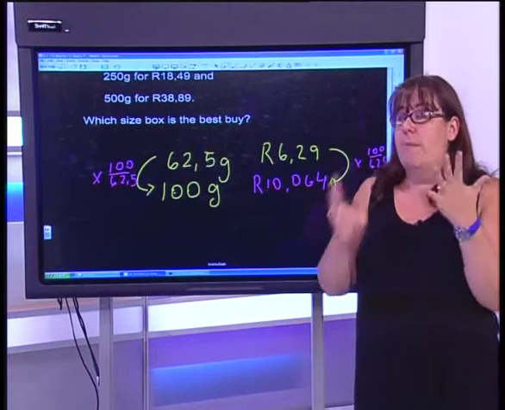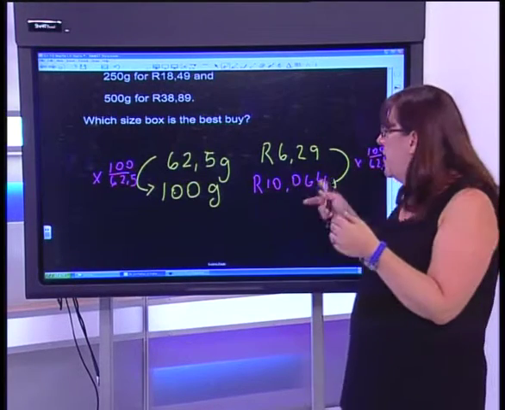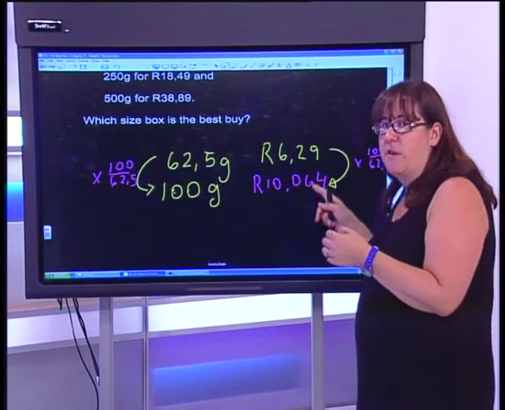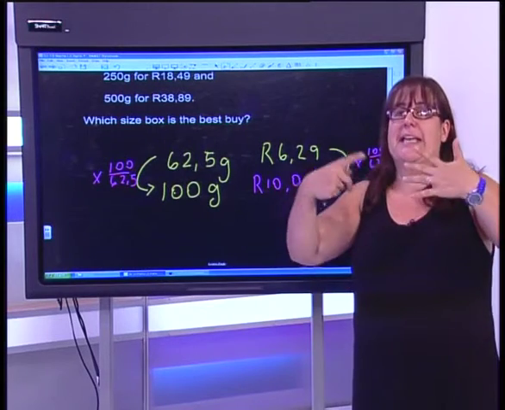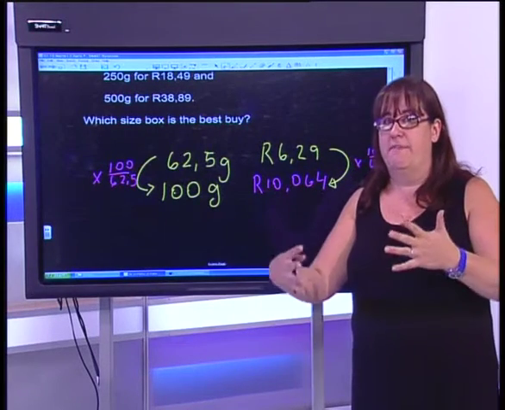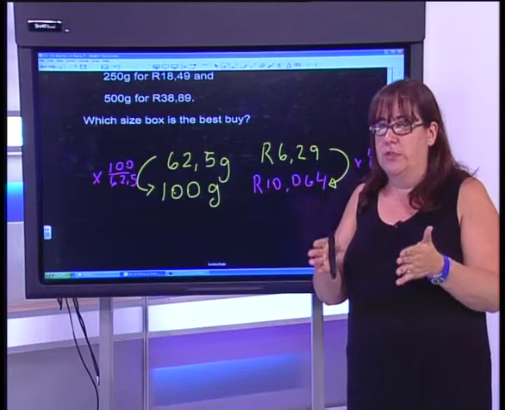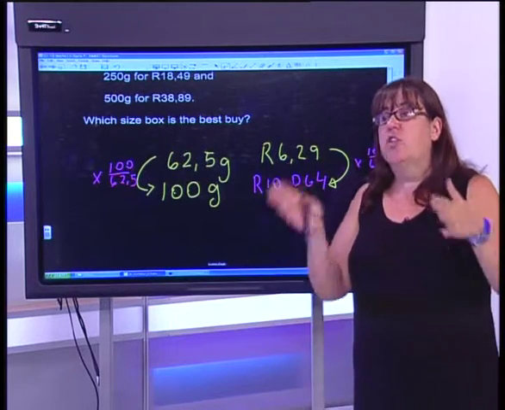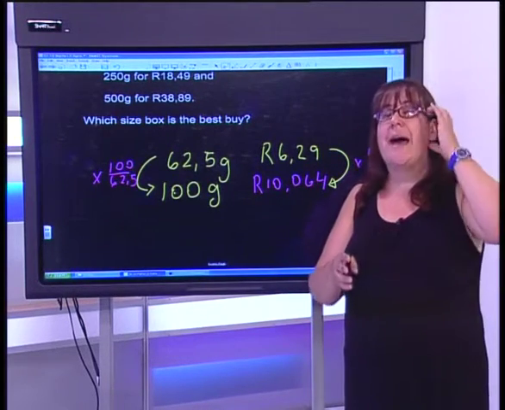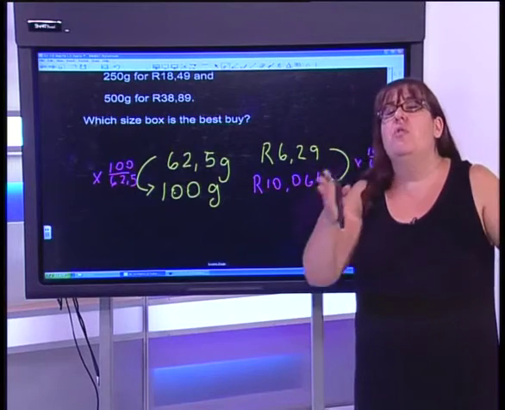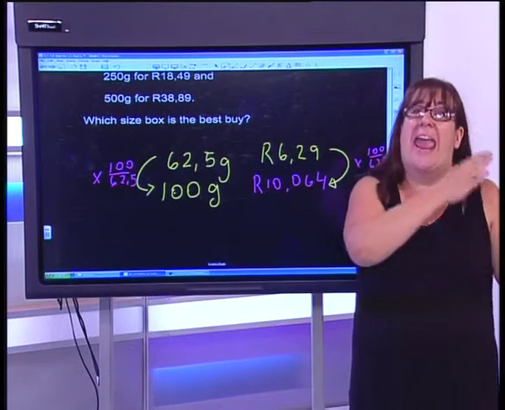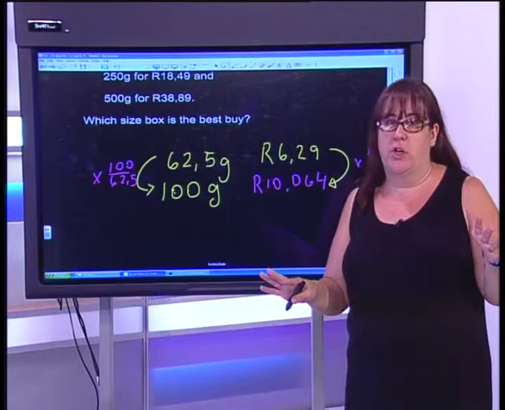But because I'm comparing, I've decided to keep this extra 0.4 of a cent, just in case I need to compare it to the other values. It might be important, and I don't know that yet. So what's really important for you to remember is to round off, but only at the very end, in the last part of the question.